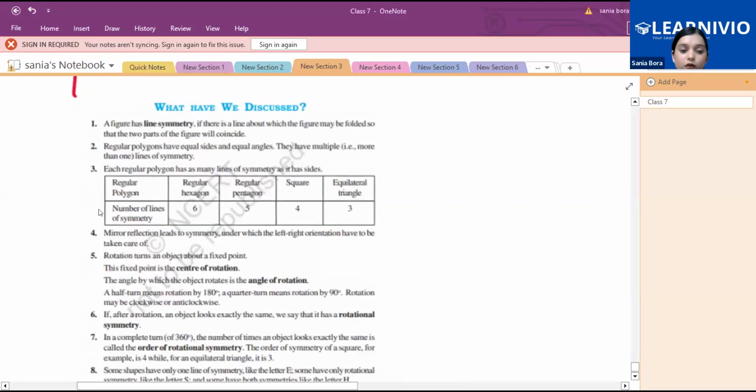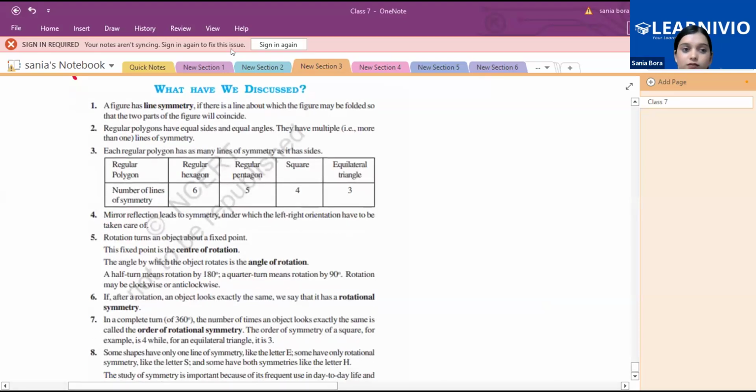Everybody will read up whatever is written. Let me know if any point is not clear.